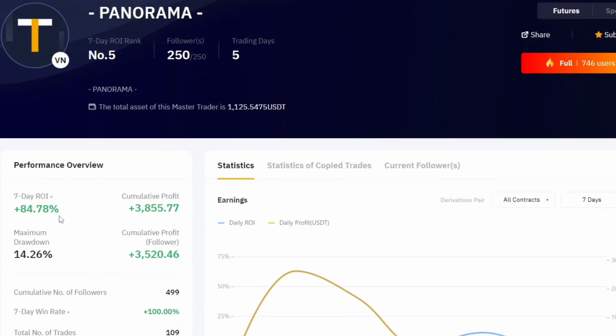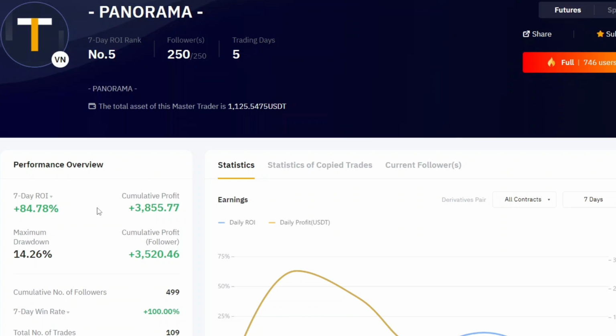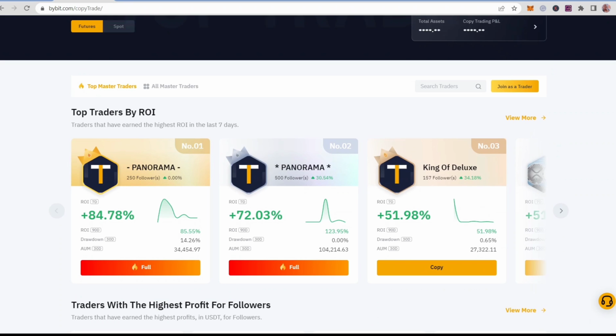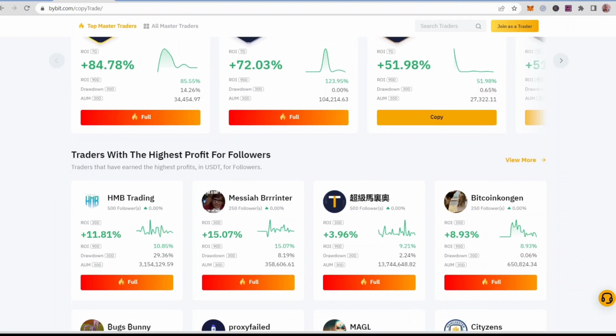Now imagine copying the trade of this master trader in the last 7 days, and it started with a capital of $100. By the end of the 7 days, you would have made up to 100% of your capital. And take note, before you copy any position of a master trader, you must make sure that you take a deep dive into their profile to see their past record.